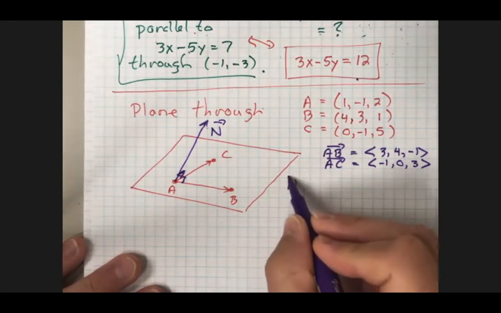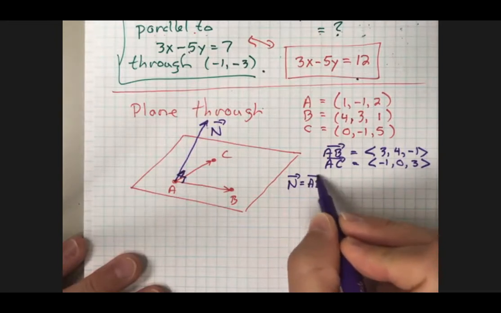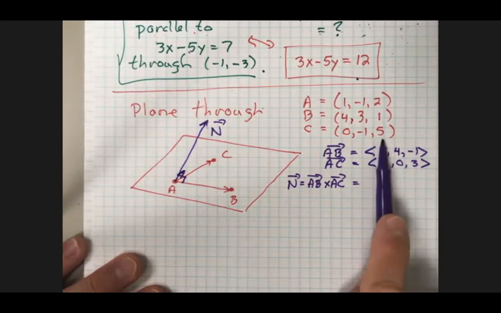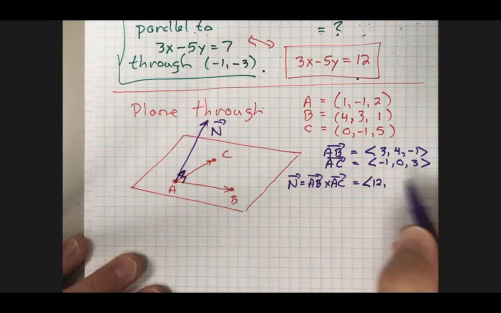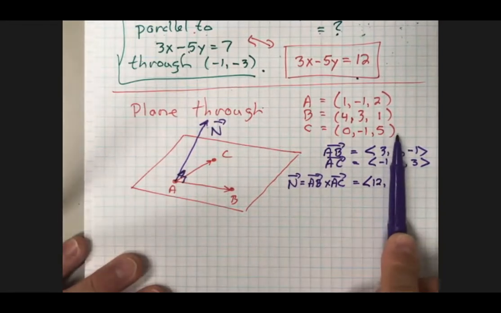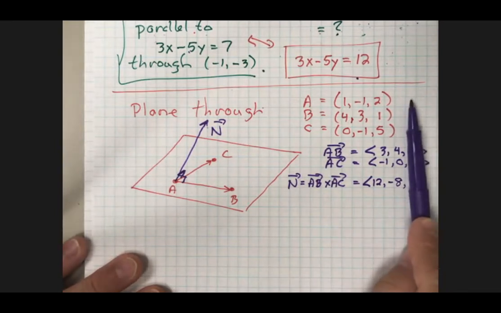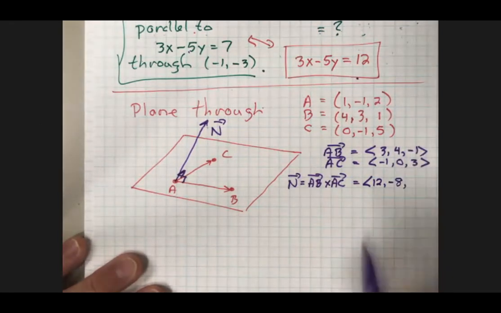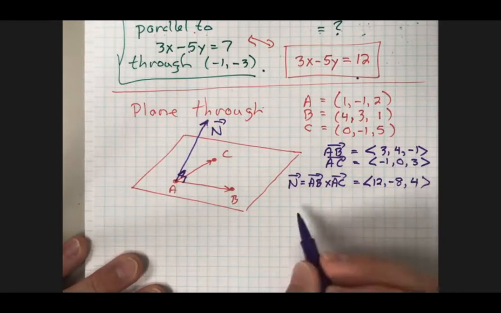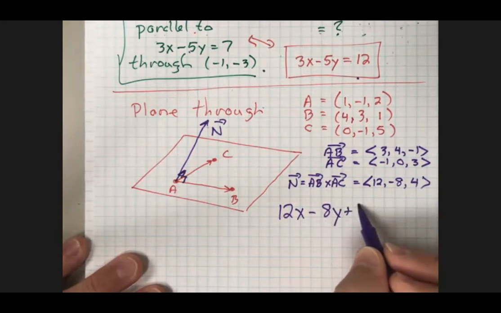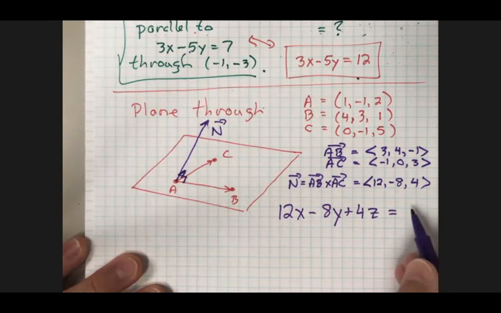Let's create the vector normal. Let's create AB cross AC. And that's going to be first, we cover up this and we get 12 minus 0. And we cover up the middle and we get 9 minus 1, which is 8. But in the middle slot, we take the opposite. That's the rule for the cross product. And here I get 0 minus negative 4, which is 4. So guess what? Game over. The equation of that plane is 12x minus 8y plus 4z equals what?